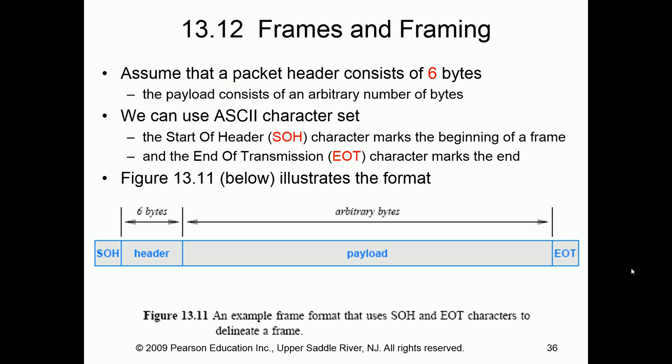So, here is our measurement for our frame. Normally our header is 6 bytes. We also have a start of the header character that's like a hand waving, saying this is the beginning. Then we have an EOT, an end of transmission character. That's a hand waving goodbye. These are specialized, agreed-upon signals that denote the beginning and the end of a message.